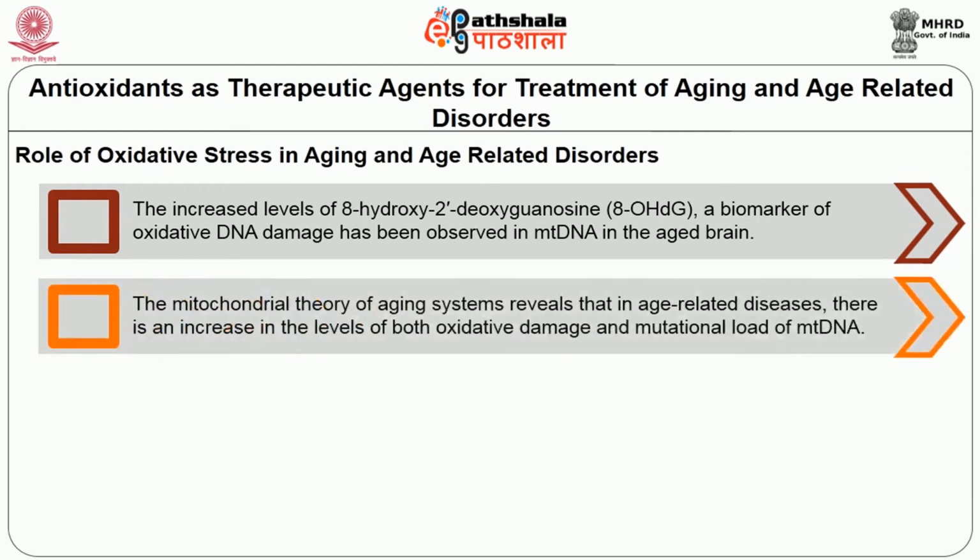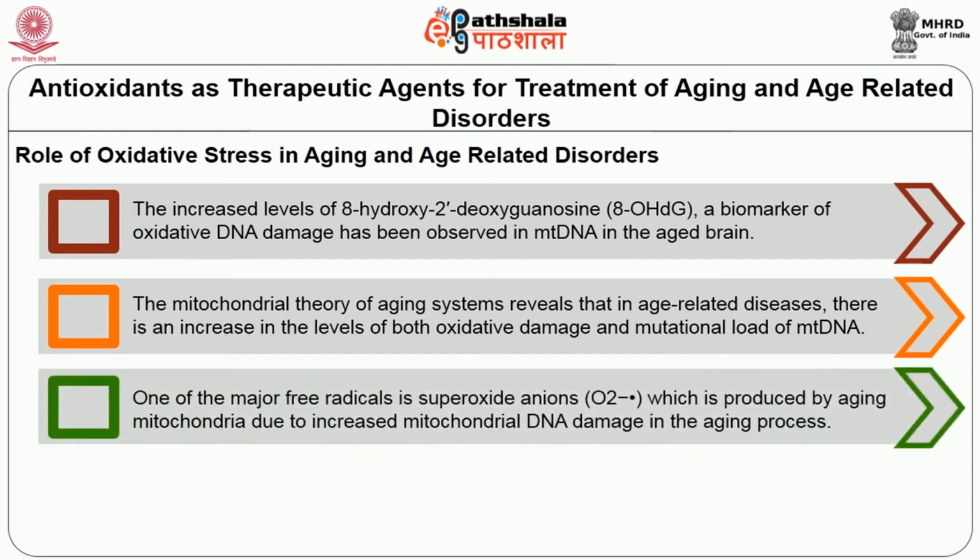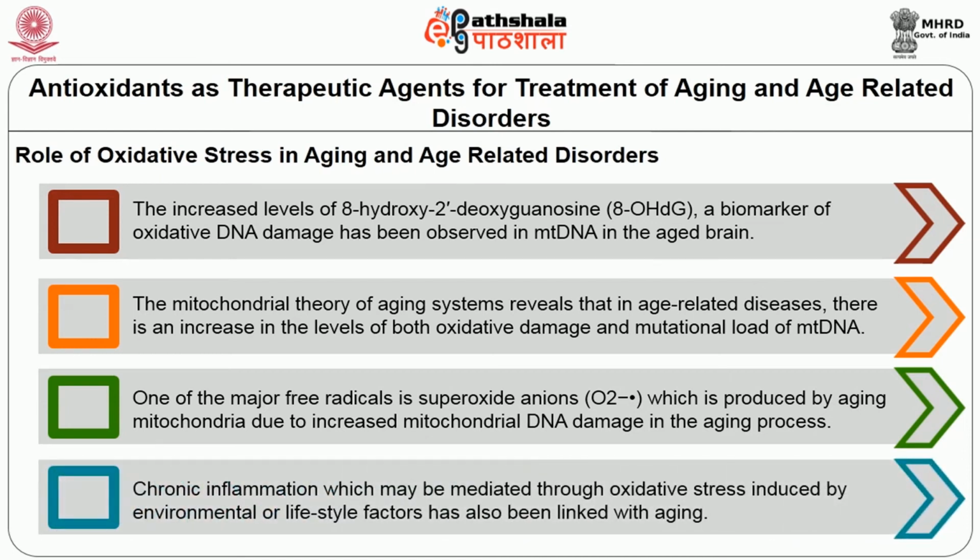The mitochondrial theory of aging reveals that in age-related diseases, there is an increase in the level of both oxidative damage and mutational load of mitochondrial DNA. One of the major free radicals is the superoxide anion, which is produced by aging mitochondria due to increased mitochondrial DNA damage in the aging process. Chronic inflammation, which may be mediated through oxidative stress induced by environmental or lifestyle factors, has also been linked with aging.